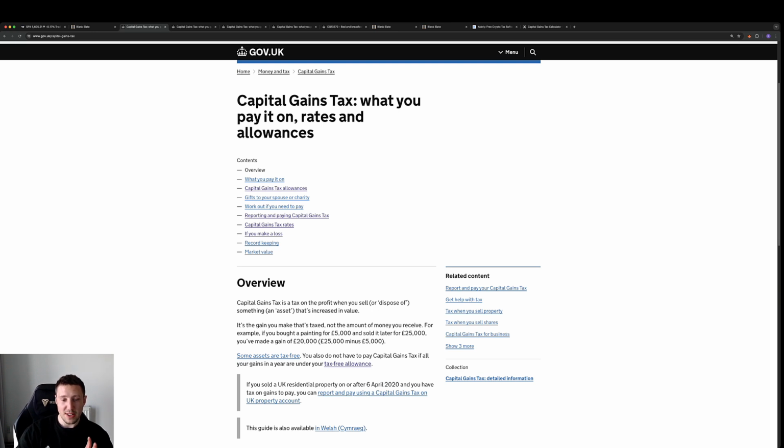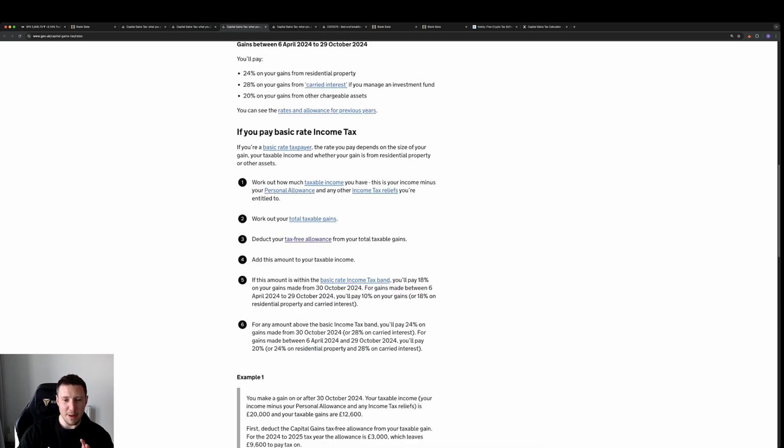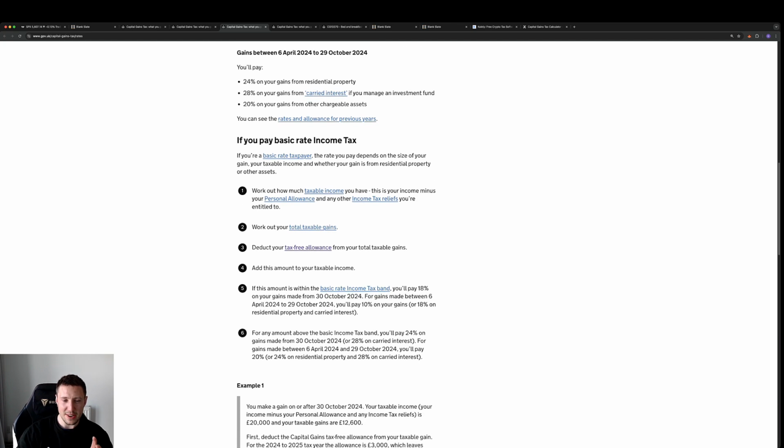Now, the first thing you need to understand is that you have a tax-free allowance each year, which is £3,000. So at the moment, within that tax year, the first £3,000 you make is tax-free, so you don't have to pay any tax on that. From then, the tax you owe is based on your income. So again, I go into this in a lot more detail in that other video, but essentially the two rates you need to be aware of are the basic rate, which is 18%, and the higher rate, which is 24%.